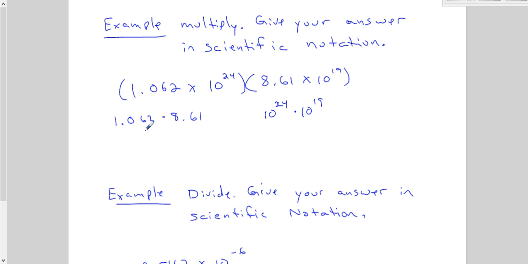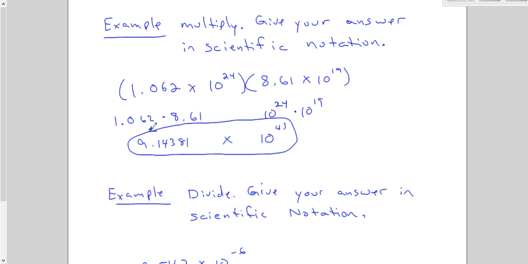So when I do that, 1.062 times 8.61 is 9.14381. When I multiply the tens together, remember our rules of exponents, we're taking 24 plus 19, and 24 plus 19 is 10 to the 43rd. We're going to put our multiplication symbol in there for scientific notation, and our answer is 9.14381 times 10 to the 43rd.